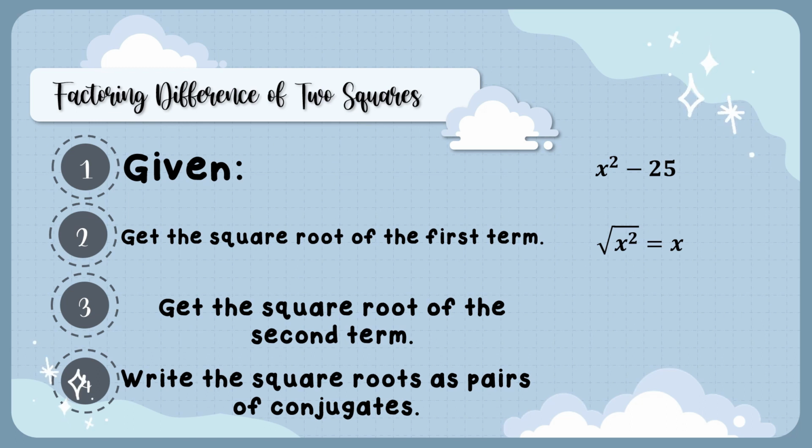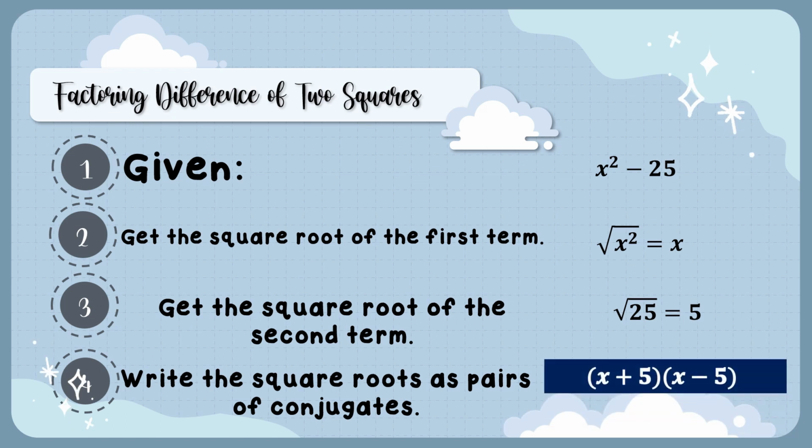Step number 2, get the square root of the second term. Our second term here is the 25. The square root of 25 is equal to 5. And finally, we're going to write the square roots as pairs of conjugates. Okay, we have here the quantity of x plus 5 times the quantity of x minus 5.